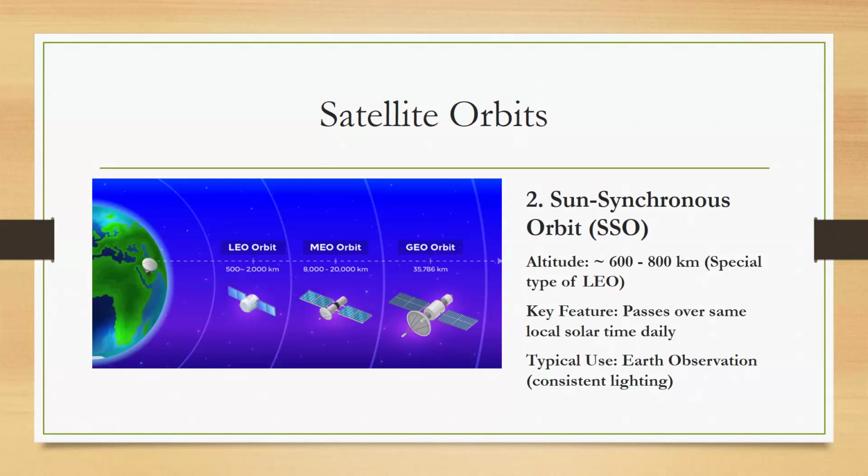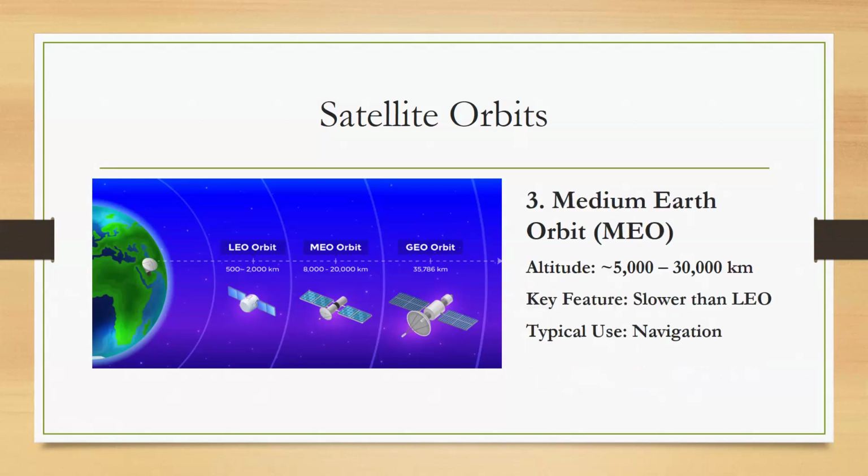So they are normally good for this reason, for the purpose of Earth observation, because they provide consistent lighting, the same lighting condition for any time they pass and they map the Earth. So that's for sun-synchronous orbits, which are a special type of low Earth orbits. So then we have the medium Earth orbits. Yeah, the medium Earth orbits are now a different class from the low Earth orbits.